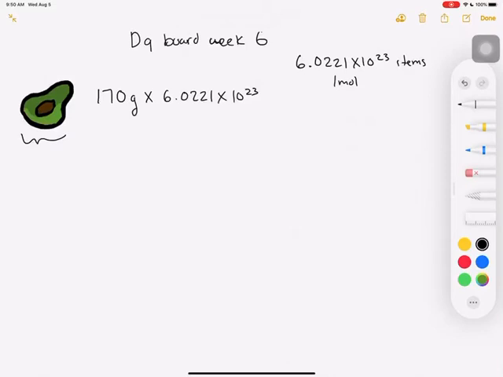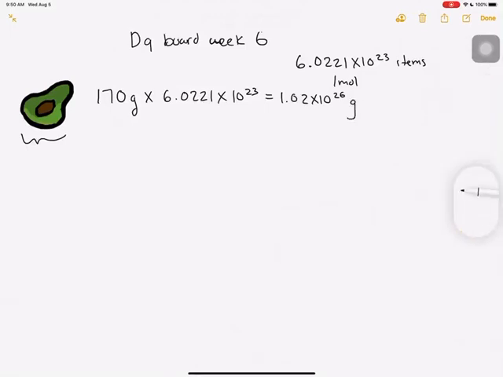Okay, so the result of doing this multiplication, if you do it in your calculator, is going to be 1.02 times 10 to the 26 grams. And I'm not going to call this avocado anymore, I'm going to call it guacamole, right? So that's how many grams of guacamole we have. Do you have any idea of how large this number is? Well, we'll see. But first, let's go ahead and convert it to kilograms, because the question is asking what will be the mass in kilograms of this guacamole, right?